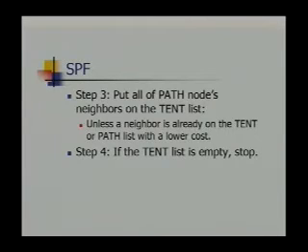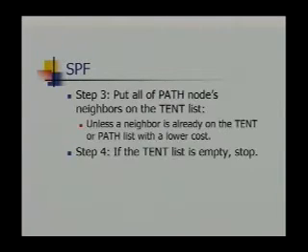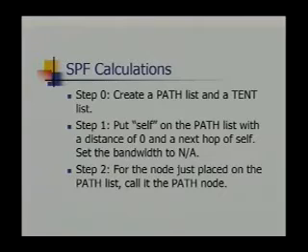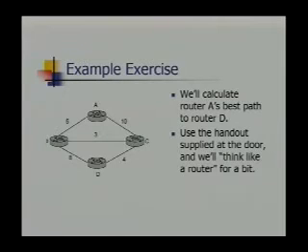At step 4, if the tent list is empty, we stop. At step 5, we find the neighbor in the tent list with the lowest cost, and we move that over to the path list, and we jump back to step 2. So essentially a 6-step process covering how the router actually does the OSPF or ISIS scenario.